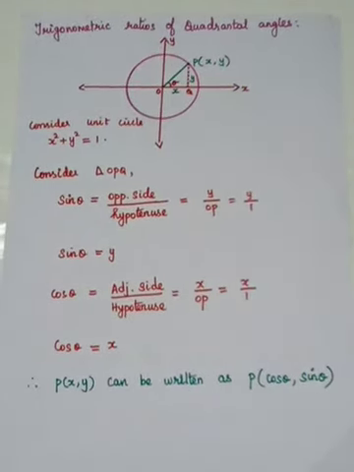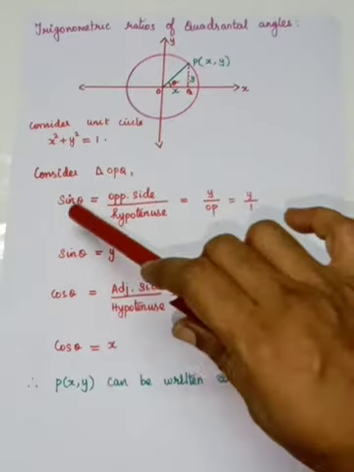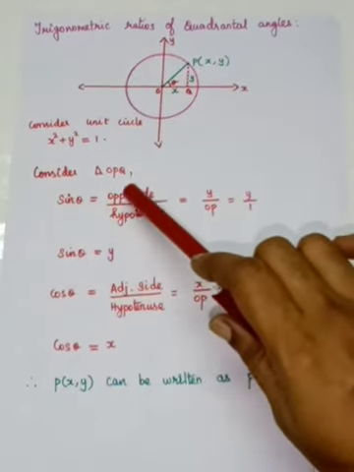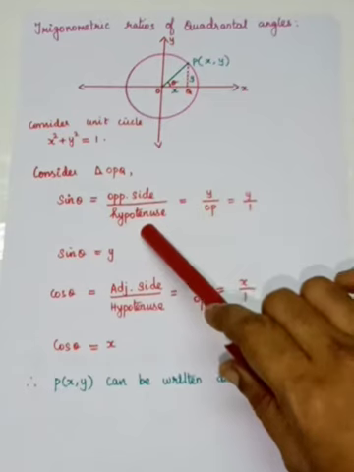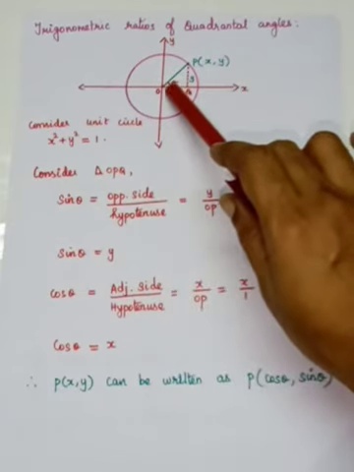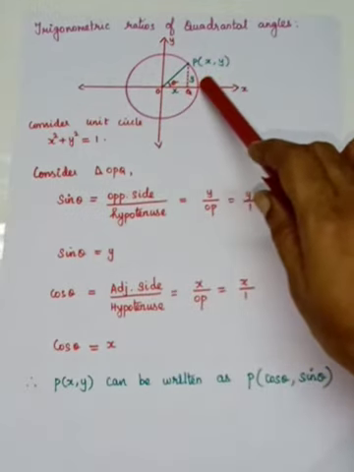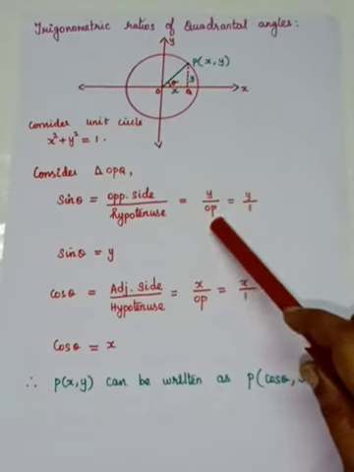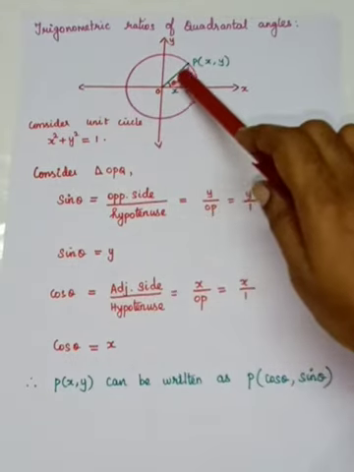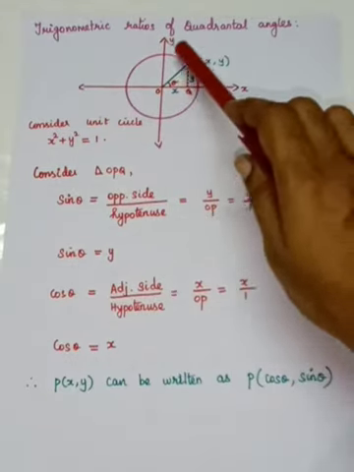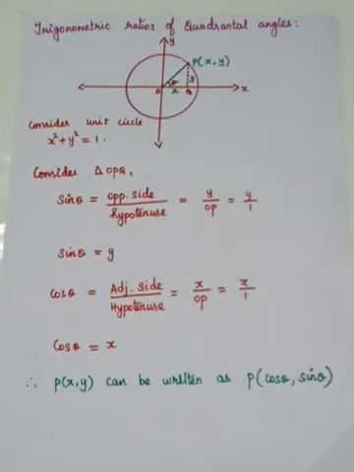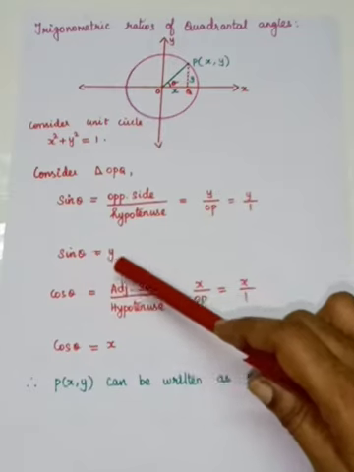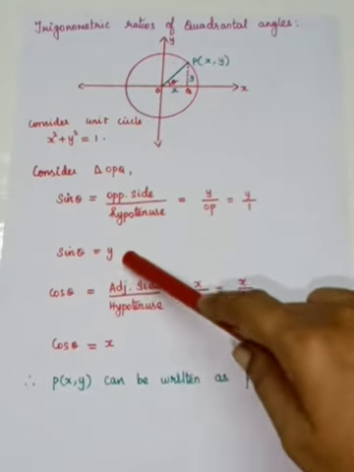So what is the formula for sin theta? That is opposite side by hypotenuse. Now what is your opposite side for this theta? It is nothing but y. Y divided by hypotenuse. What is it? OP. What is OP? It's the radius of the unit circle. Unit circle means the radius is 1. So y by 1. The sin theta is equal to what? It is y.